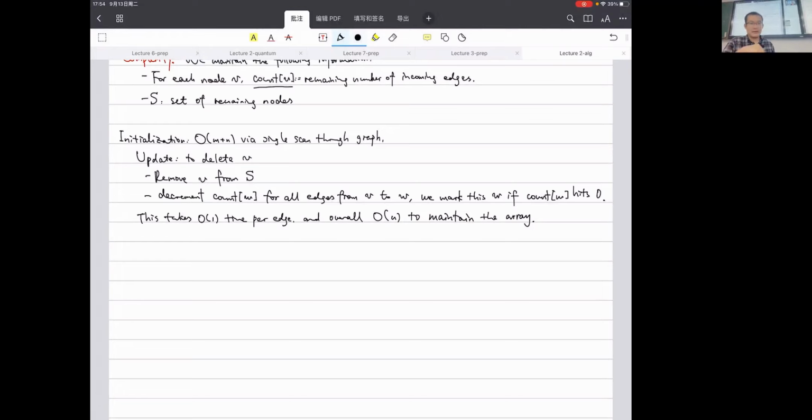And overall, the complexity of the algorithm, as I just mentioned, you need cost O(n) to maintain the data structure, but the overall cost is going to be O(m plus n).